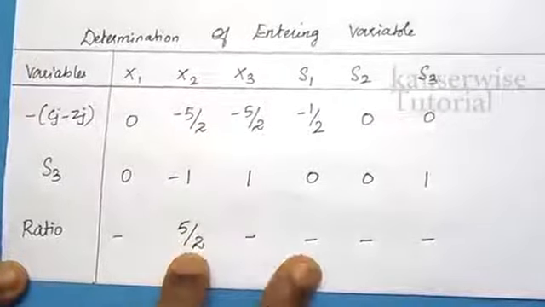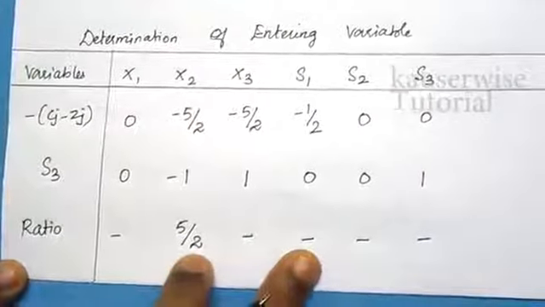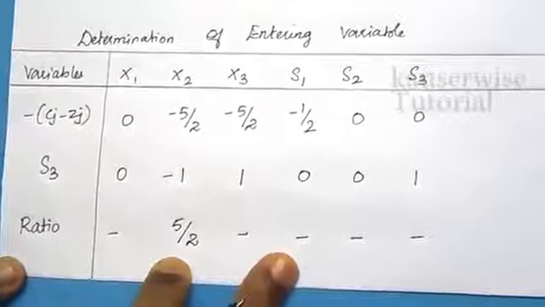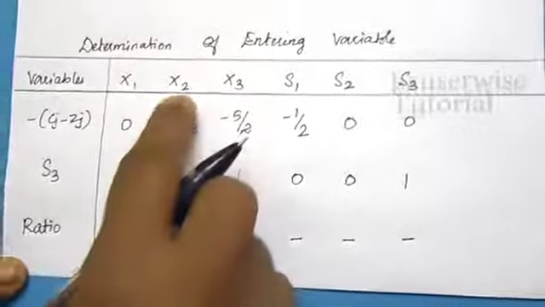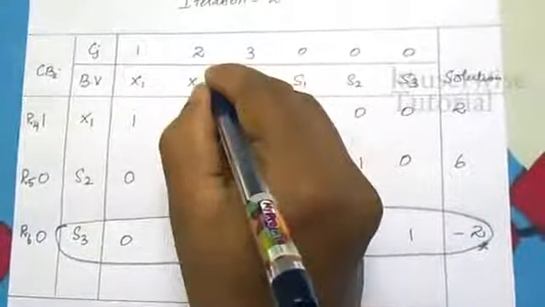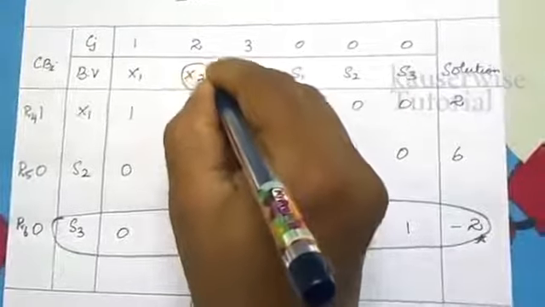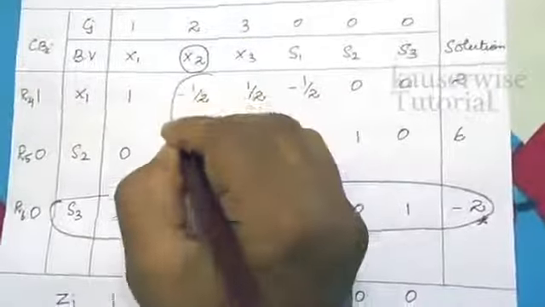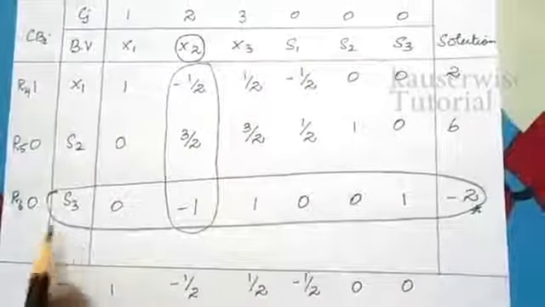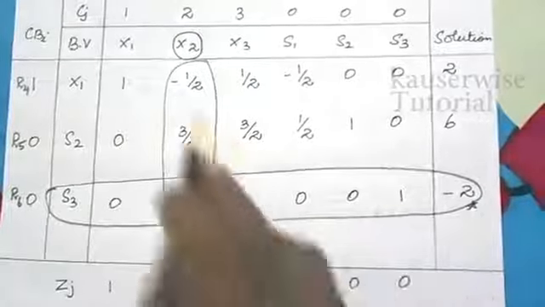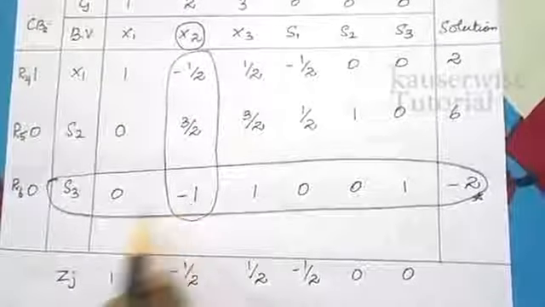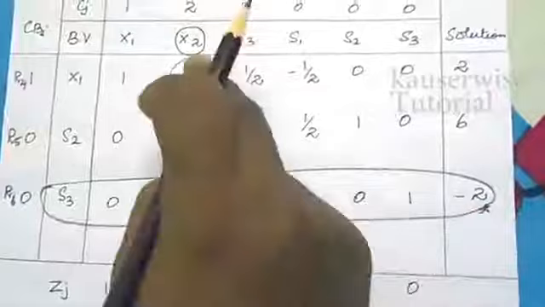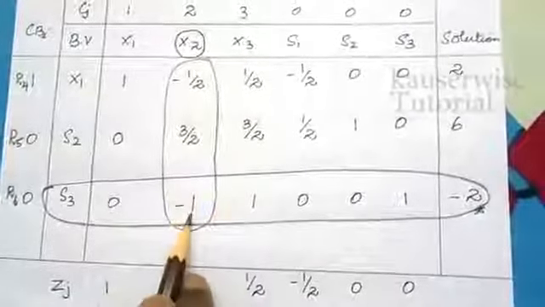If we get two values, then we have to find the least one. Least positive will be the entering variable. But here we have got only one positive value, so x2 will be the entering variable. See the second iteration. Now we have found x2 as entering variable. This one is pivotal row, this one is pivotal column and this one is pivotal element. That is, this one is key row, this one is key column and this one is key element.